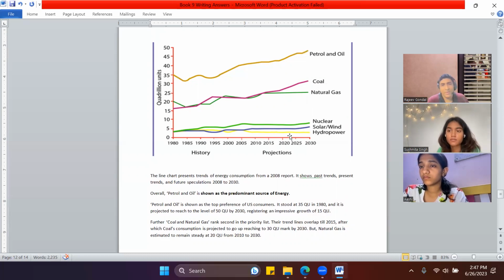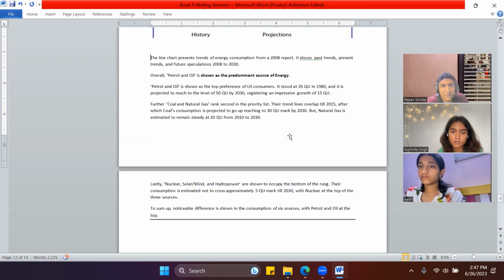See, this is the takeaway. We are not supposed to describe every small point. We have to tell the summary and the takeaway of the graph, what you can infer from it. Don't say what can easily be seen. Right? So what's the story? The story is that it's not expected to go beyond 5 quadrillion units. So that's what it is.